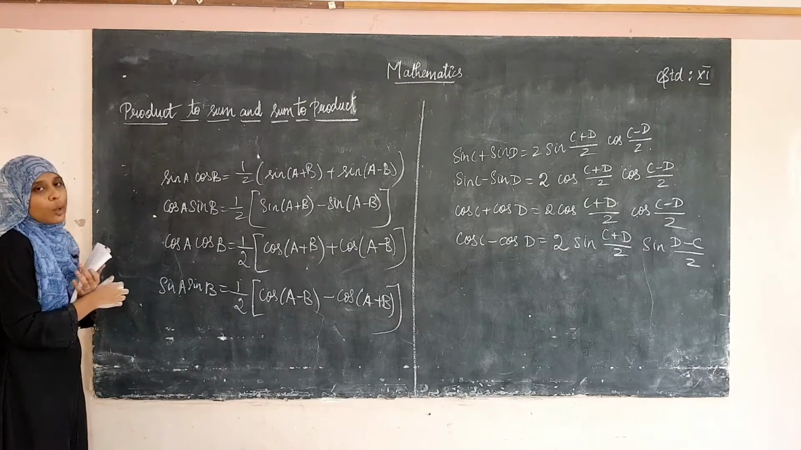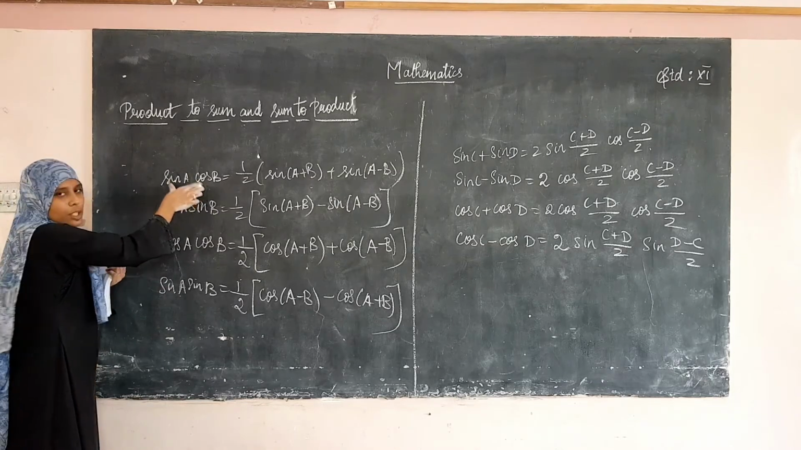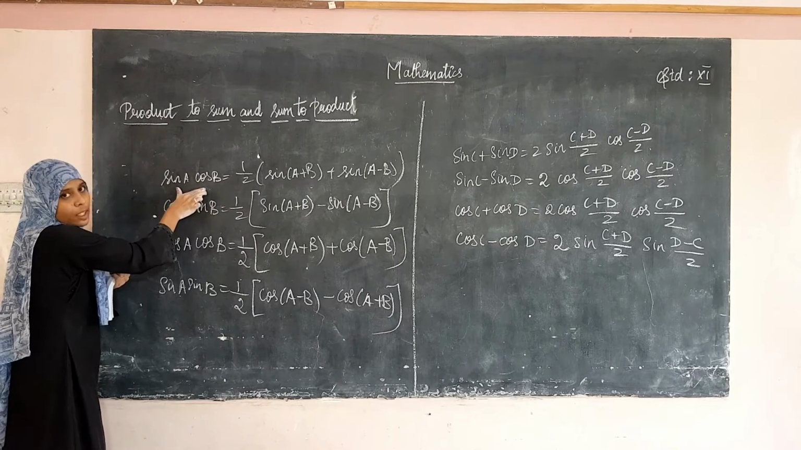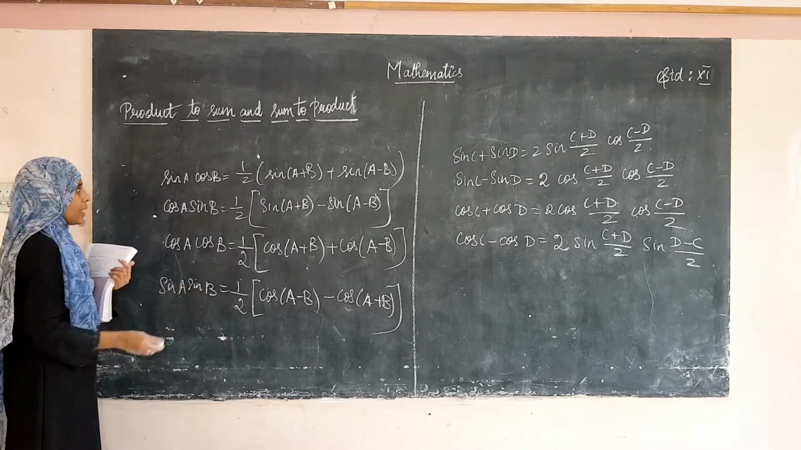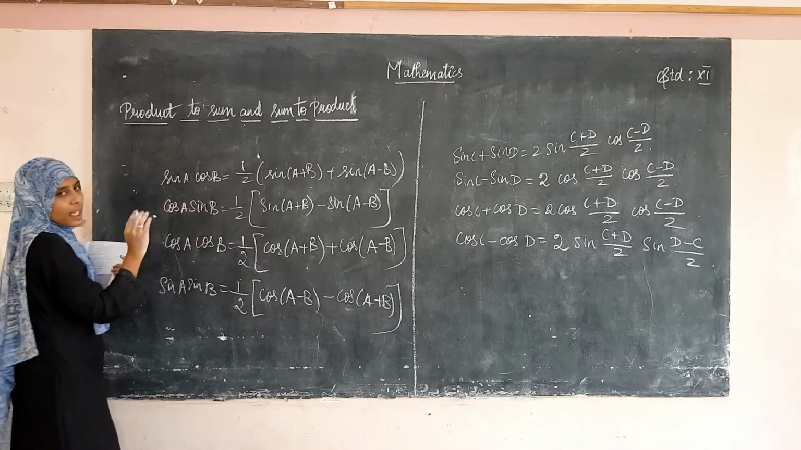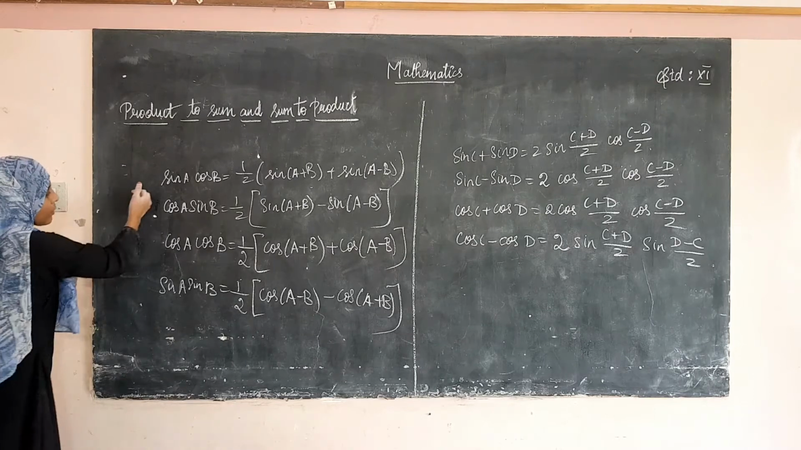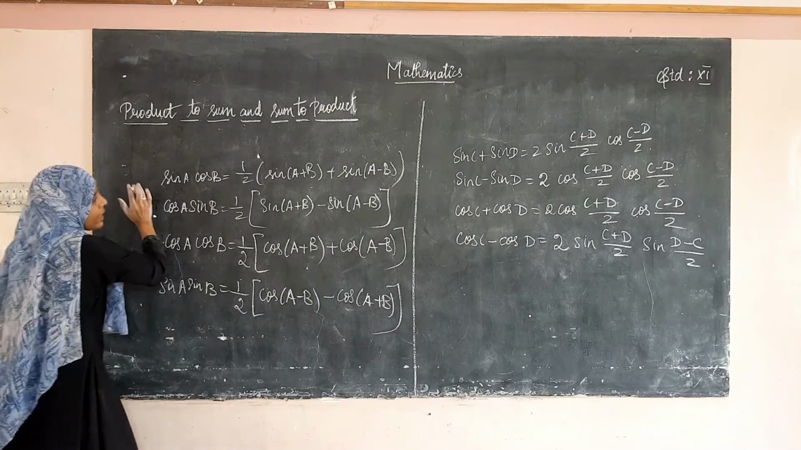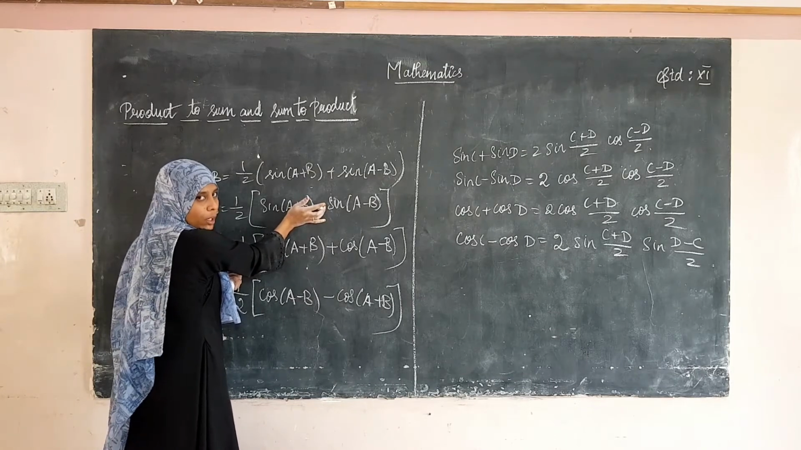So now, if two trigonometric functions are given in a product, how can we change that to a sum or difference? See here: sin A sin B, sin A cos B, cos A sin B, cos A cos B. They have given these in products. How can we change that to a sum or difference?